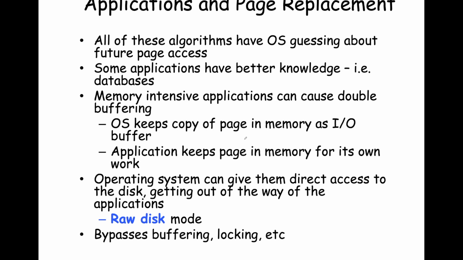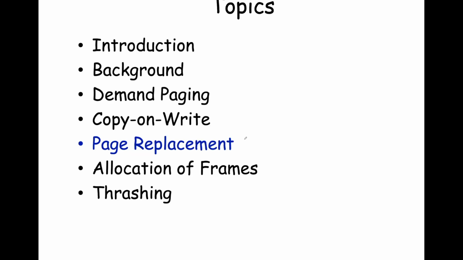So in some systems, the operating system gives direct access to the disk, called raw access, and gets out of the way of the application so that the database, for example, can interact with the paging system on its own. This bypasses all the buffering and locking, and it can give you much better application performance, because who better to tell you how to use pages than the database that's using that data. Okay, so with that, that's all I had for today.